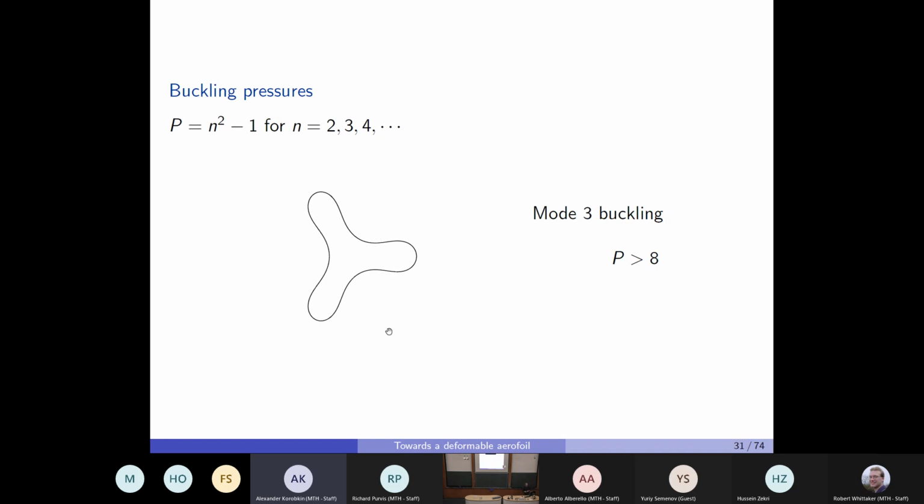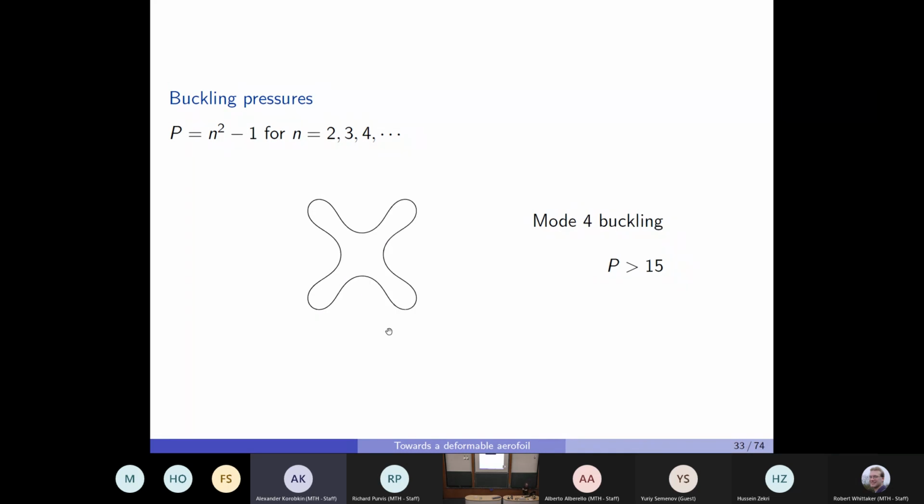Alternatively, beyond P equals 8, buckled shapes with threefold rotational symmetry are possible that look like that. And if you keep cranking up the pressure beyond that value, eventually you get 3 points of contact like that at 21.65. And I think I showed fourfold as well. There we go. So beyond 15, so that's 4 squared minus 1, being the critical pressure this time, you get buckled shapes of fourfold rotational symmetry. And if you increase the pressure far enough, you get 4 points of contact around the boundary.